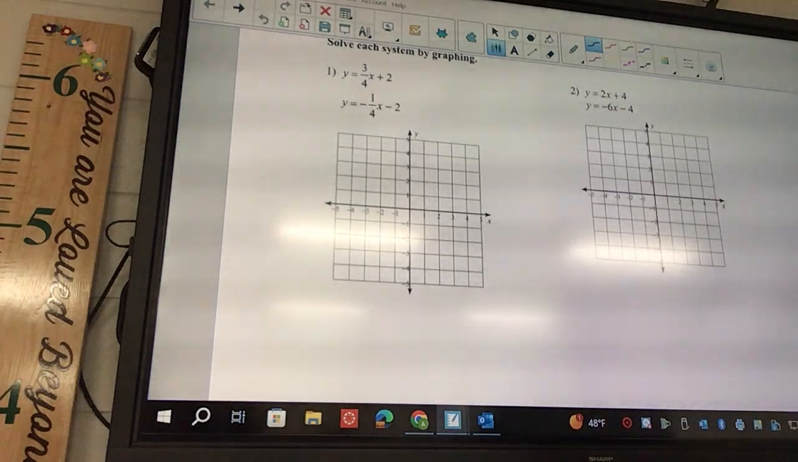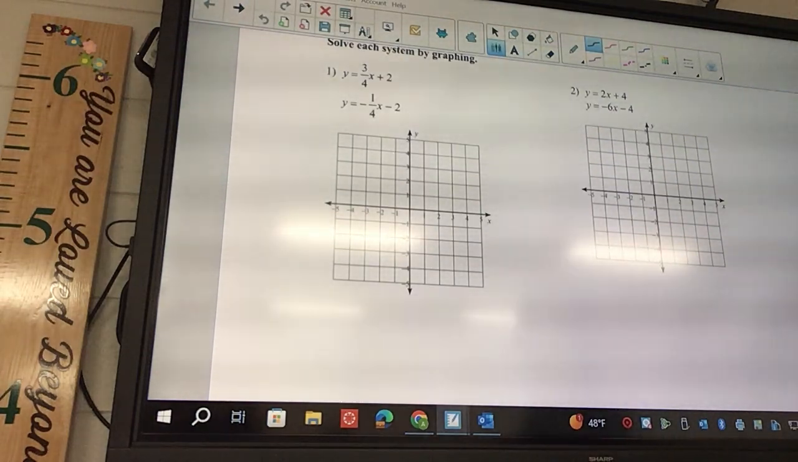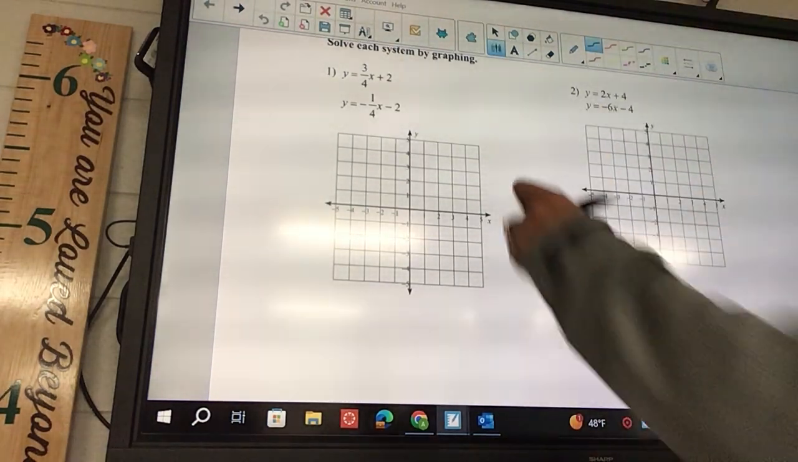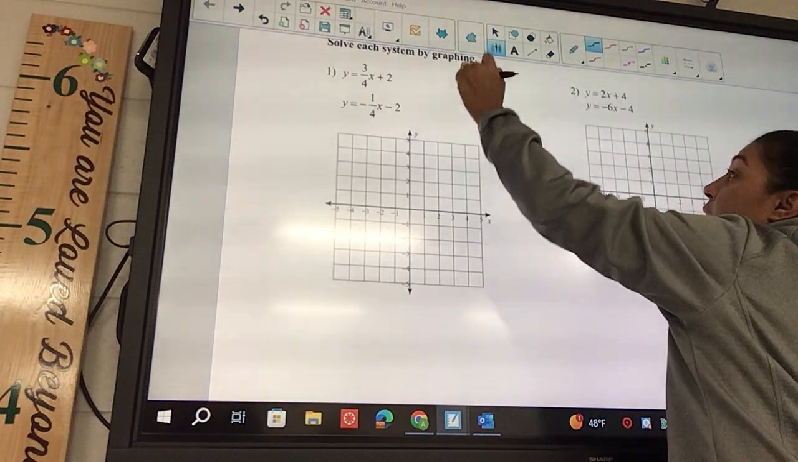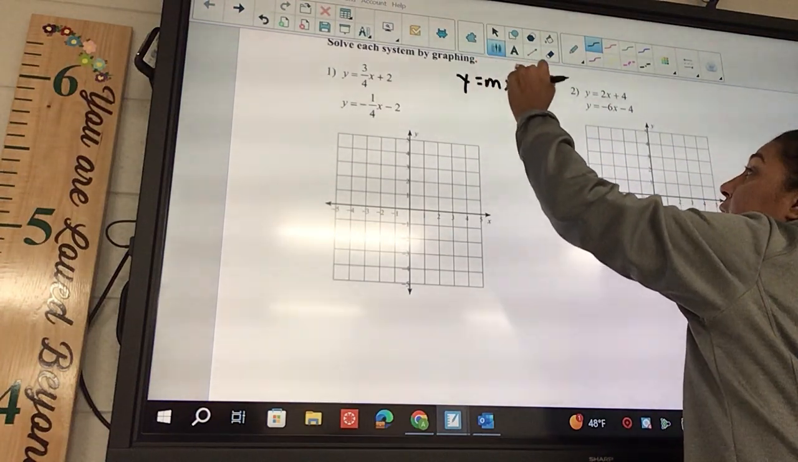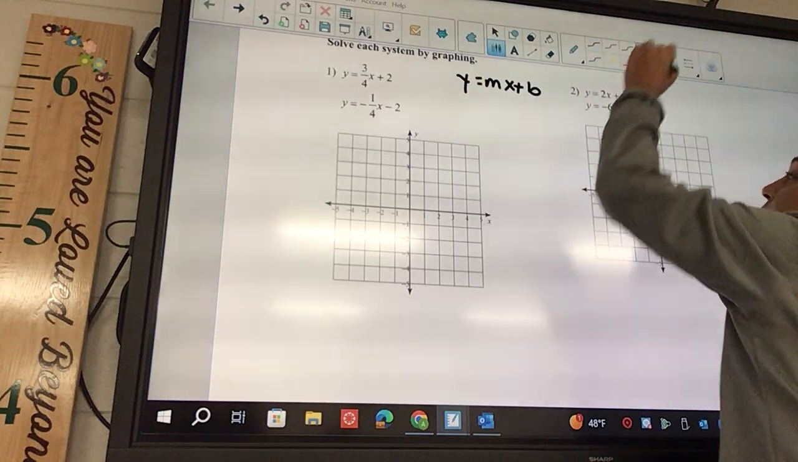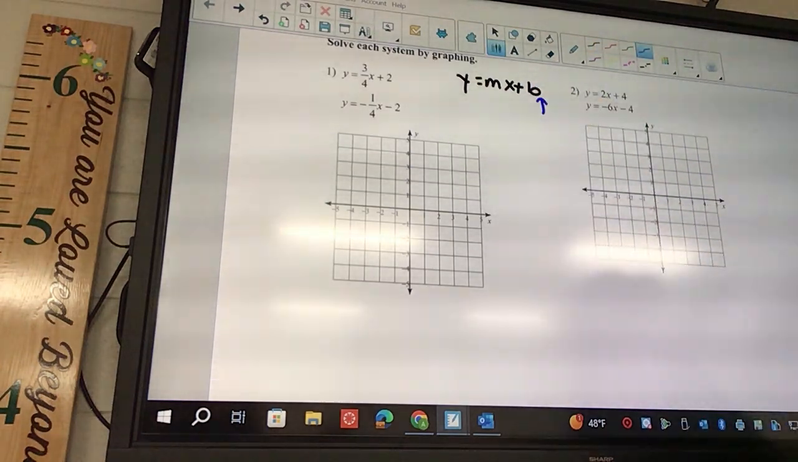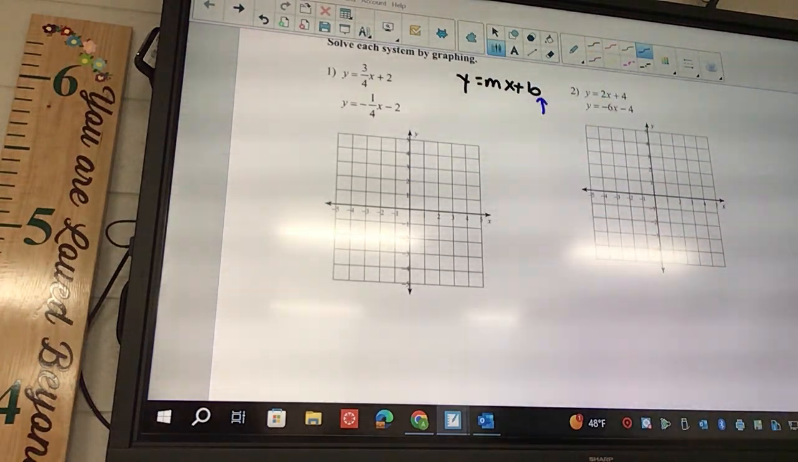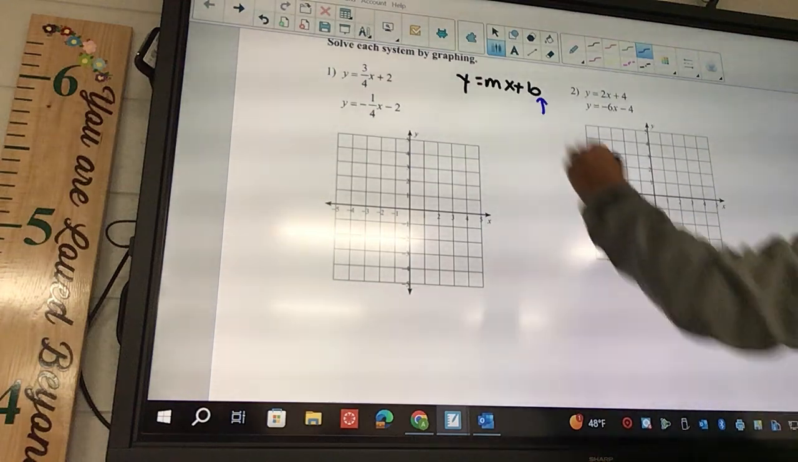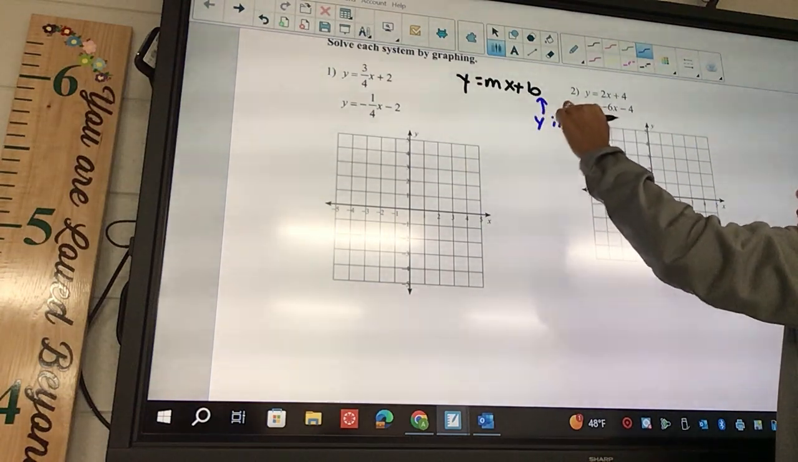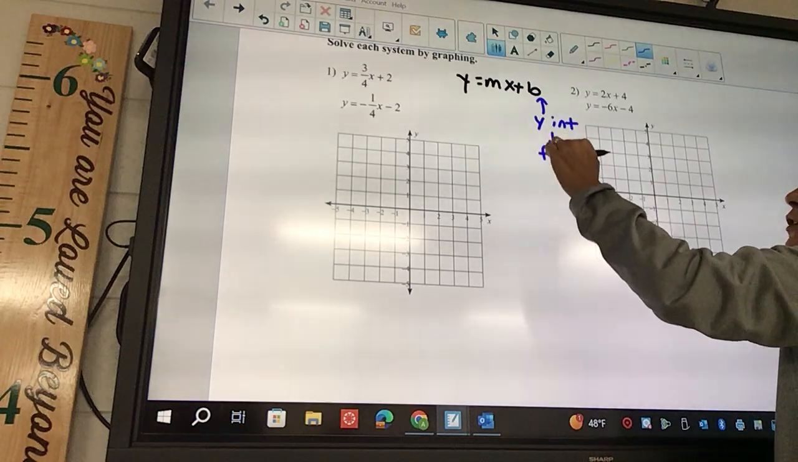We did this, it may feel like forever ago. So when we graph, okay, we graph like this. It goes y equals mx plus b. Okay, what is the b called? Does anybody remember? Y-intercept. It is the y-intercept. Okay, and we do this one first.